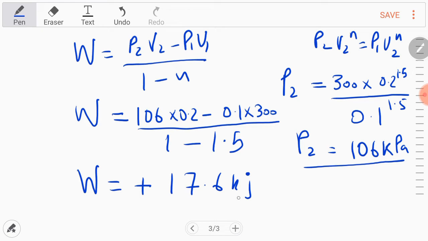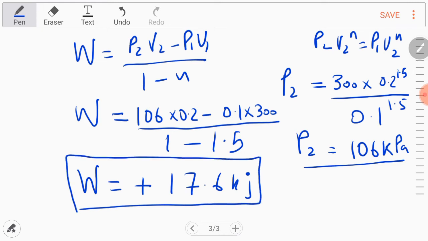Why is it coming in kilojoules? Because we set the pressure in kilopascal. If we convert bar into Pascal, then the answer comes in joules, and we need to divide the whole answer by 1000 to get kilojoules. Now we get the answer directly in kilojoules.